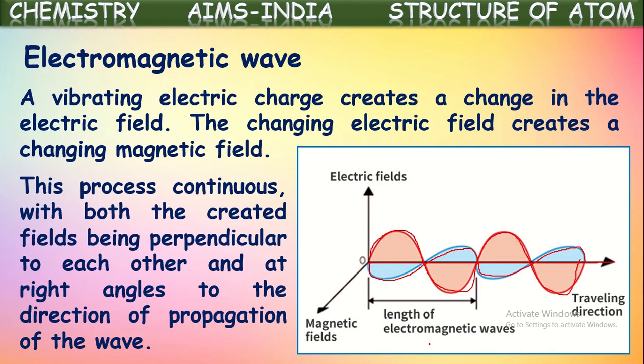And if you observe, this electric field and magnetic field are both perpendicular to each other. At the same time, these two are perpendicular to the direction of the propagation of the wave. Okay, in this way, when an electric charge is being vibrated, it creates some changes in both the electric field and magnetic field. It will be continued, and these electric fields and magnetic fields are perpendicular to the direction of the propagation, and they are perpendicular to each other also.